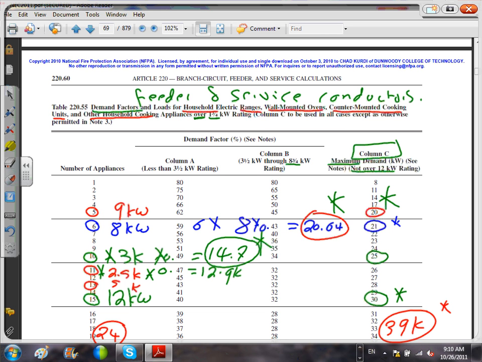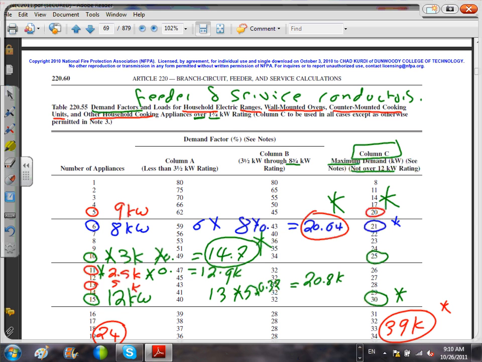So we're going to take the 13, because I have 13 of them, multiplied by 5, multiplied by the demand factor for 13. What's the demand factor for 13? 0.32, right? Okay, give me the answer: 13 times 5 times 0.32. How much? 20.8 kW. Cool. Now we're going to add them up and see if we come up with a number this large or smaller.